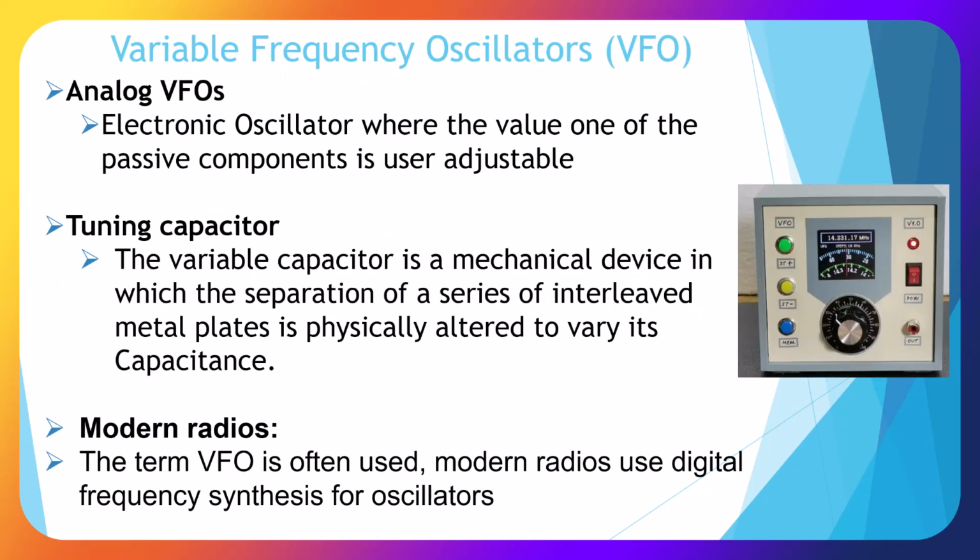Okay, variable frequency oscillator. In an analog one, we use either an adjustable inductor or adjustable capacitor, and we could get the frequency out. We could use a tuning capacitor, and we could change that with the capacitance, and the old capacitors were metal plates, and they could change the frequency. In modern radios, the term VFO is often used, but modern radios use digital frequency synthesis for oscillators. Here's a picture of one used for ham, and it is an obsolete device.